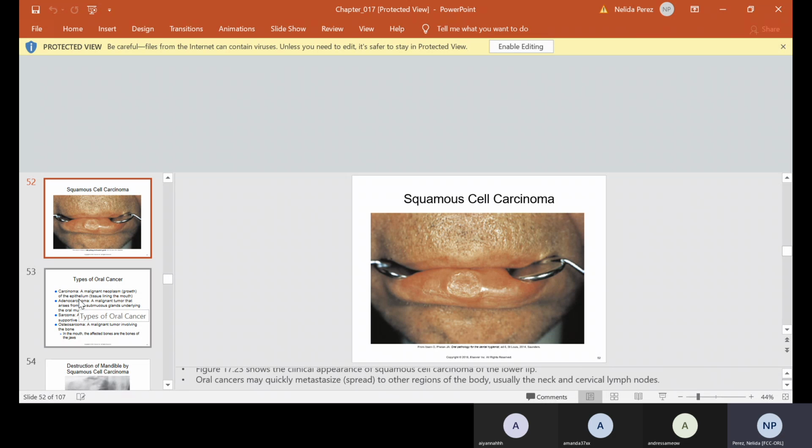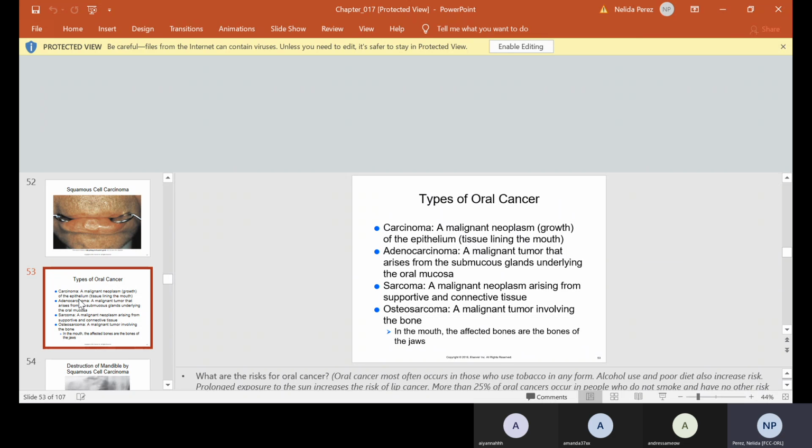Now, these are different types of cancer. Carcinoma is a malignant neoplasm growth of the epithelium, that's the tissue lining the mouth. You have your adenocarcinoma, a malignant tumor that arises from the submucous mucus glands underlying the oral mucosa. Sarcoma, a malignant neoplasm arising from supportive and connective tissue, and your osteosarcoma, which is a malignant tumor involving the bone. Remember, before we talked about osteo having to do with bone when we spoke about oral surgery, okay? So in the mouth, it's the affected bones of the jaw, okay?